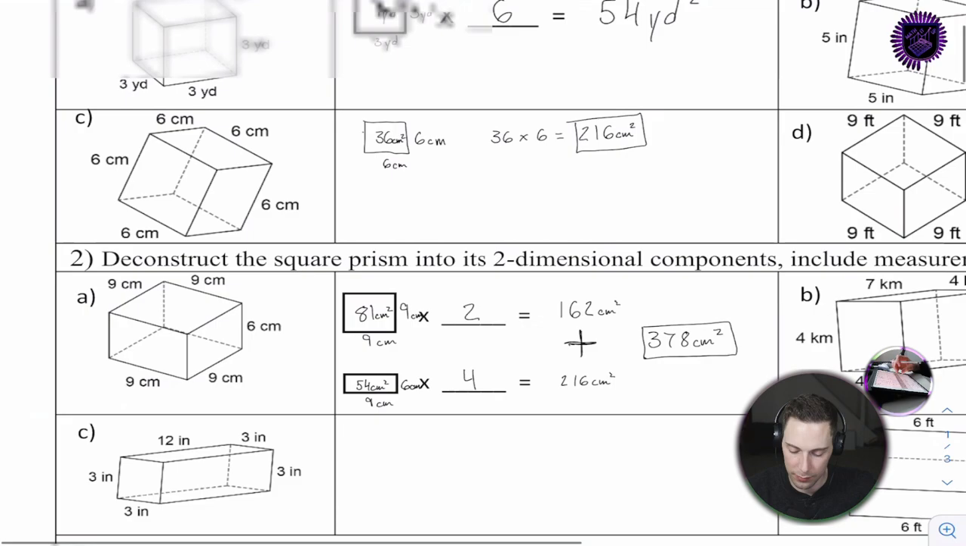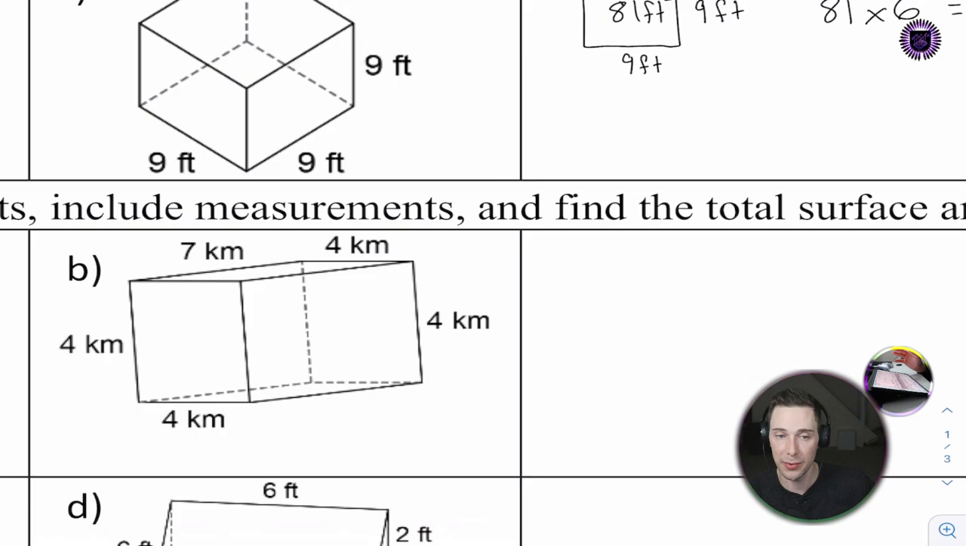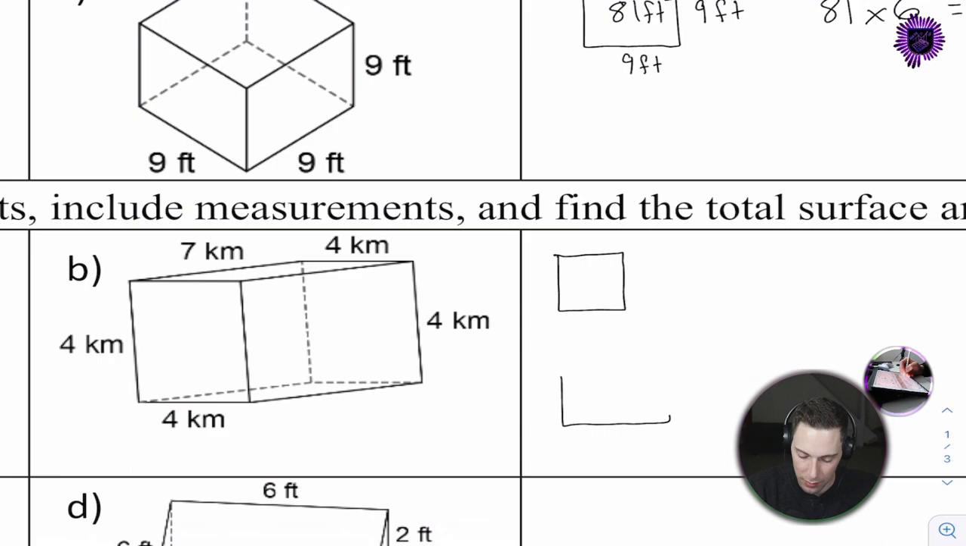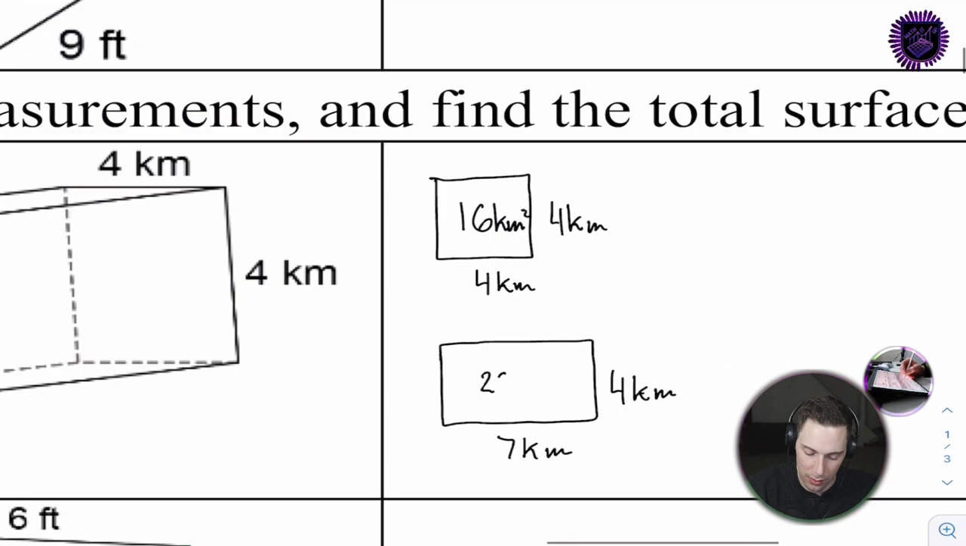B. All right, so this is again two different shapes. This is still a square prism, so we're going to have a square component and a rectangular component. The square component is 4 kilometers by 4 kilometers, and the rectangular component is 4 kilometers by 7 kilometers. So this is going to be an area of 16 km squared, and this is going to be 28 km squared.